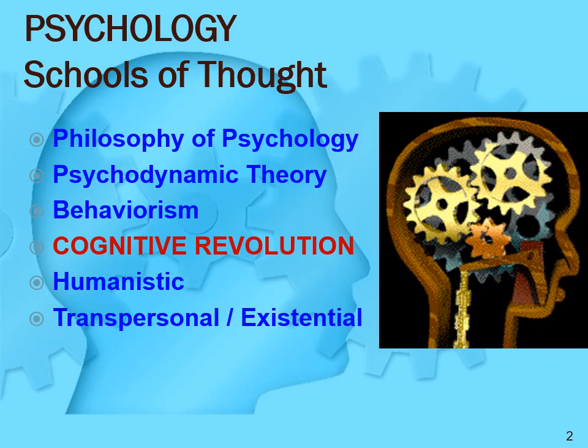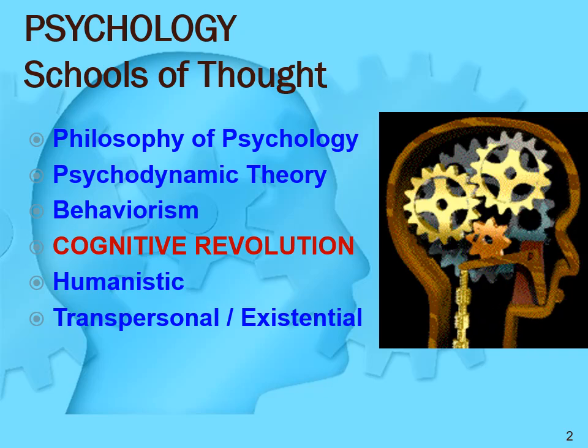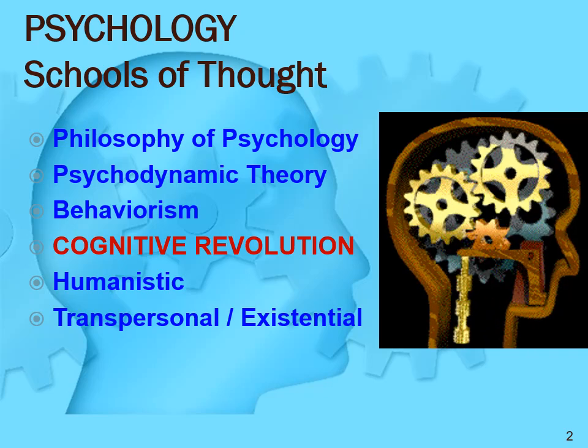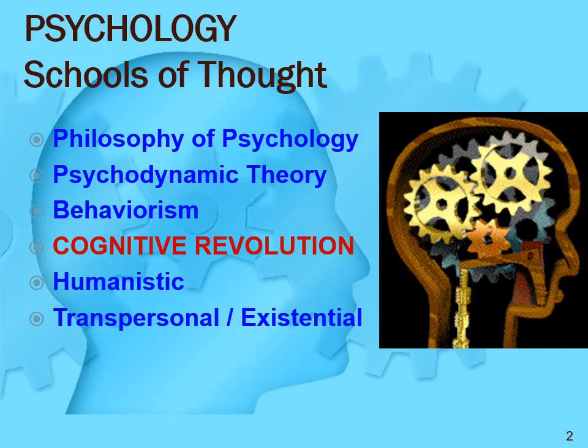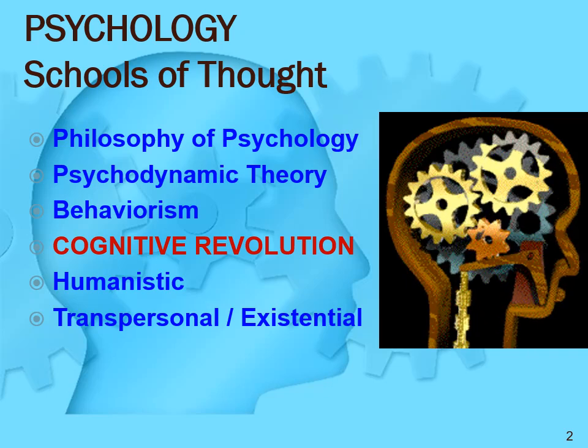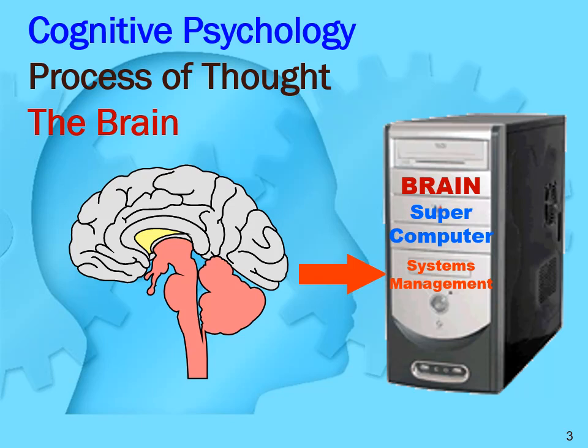But today's area we're going to concentrate on is cognitive psychology and how we think. We're going to look at the computer model of the mind. So first we have the brain. Now the brain is located in the skull, and we can think of the brain as our supercomputer. Okay, it takes in everything. It runs our systems, so you can say that it's in charge of systems management.